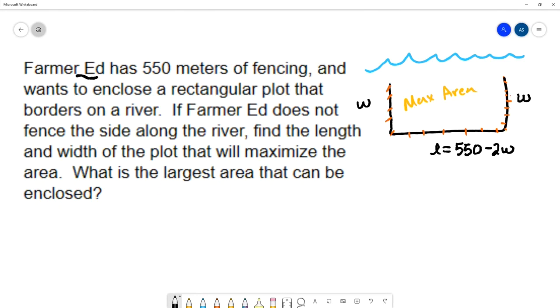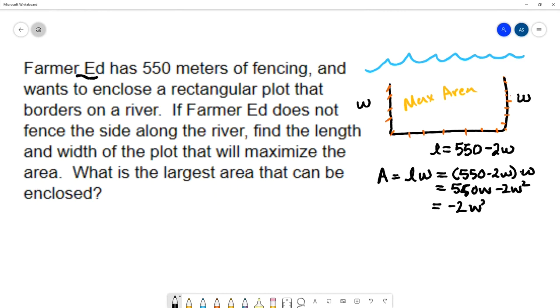Now remember, our goal is to find the maximum area, so if we write out the formula for area of a rectangle, that's going to be length times width. But I'm going to get rid of the length by writing in that formula that I have, 550 minus 2w times w. If I distribute that w, I have the formula 550w minus 2w squared. And you can see that this is a quadratic equation. Negative 2w squared plus 550w.